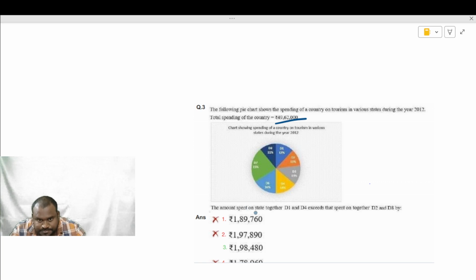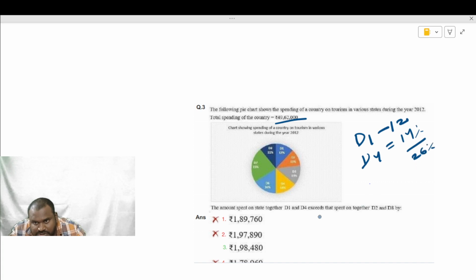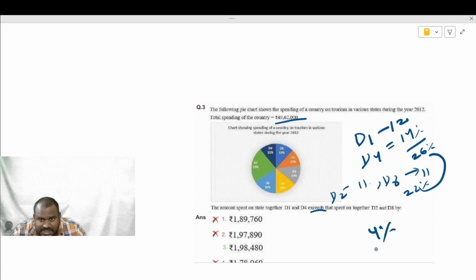So the amount spent on the states D1 and D4 together: D1 is 12%, D4 is 14%. So D1 and D4 together is 26%. It exceeds that spent on D2 and D8 together. D2 is 11, D8 is again 11. So both together 22%. If you subtract 22 from 26, 4% is the exceeding value.